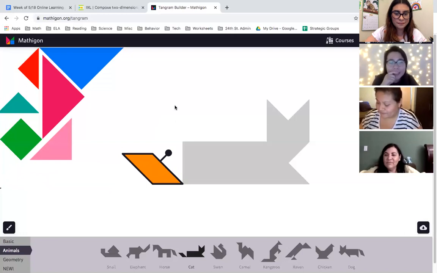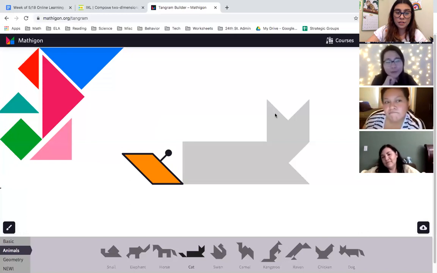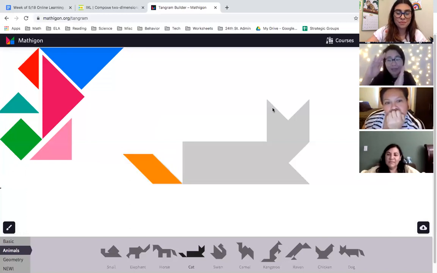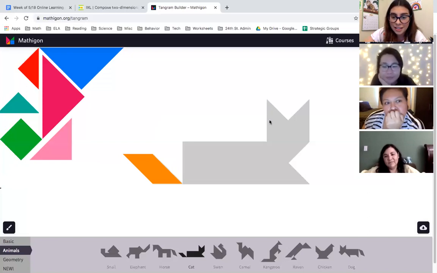I was thinking about the ears, but I'm not really sure if I should use a small triangle for the ears or a medium. So I might have to play around with it to see what's going to fit. But I know I'm going to have to rotate it so that the straight side is on the left. Perfect. So we notice here that the tip of the ears make a triangular shape, right?